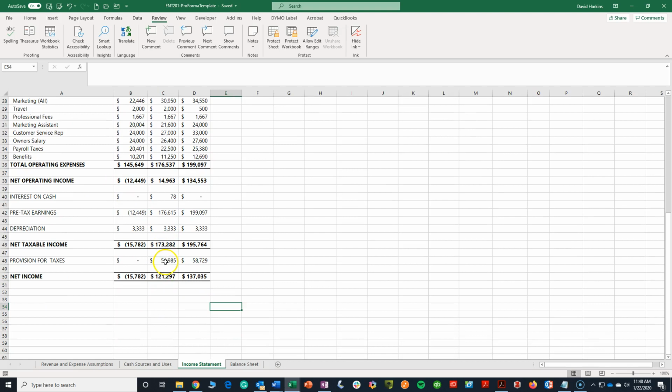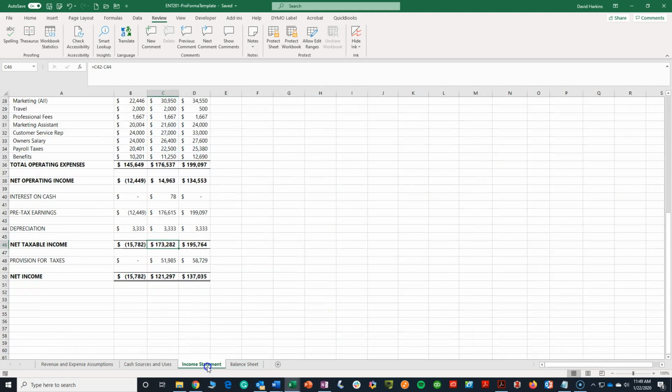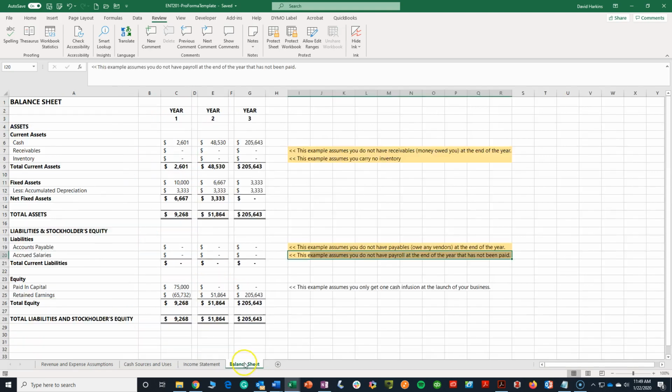So the next year we go through the same scenario, and you see that we have a provision for taxes. The provision for taxes says we've got to pay taxes at the end of the year. So it's this number, our net taxable income, times the tax rate for net taxable income over here, which gives us this number, which we subtract. So our net income in the second year will be $121,297. And we do the same for the third year.